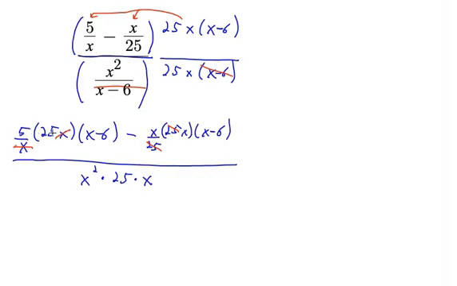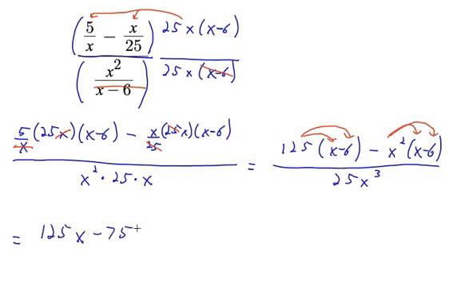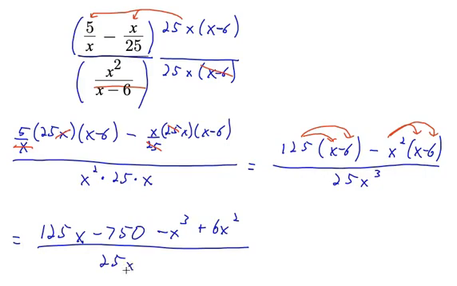And I'll go ahead and multiply 5 times 25 and x times x. In the denominator, we can multiply x squared times x and put the 25 out front. You can distribute the 125 and distribute the negative x squared. And now we need to combine like terms in the numerator. We'll start with the highest power and move down to our constants.